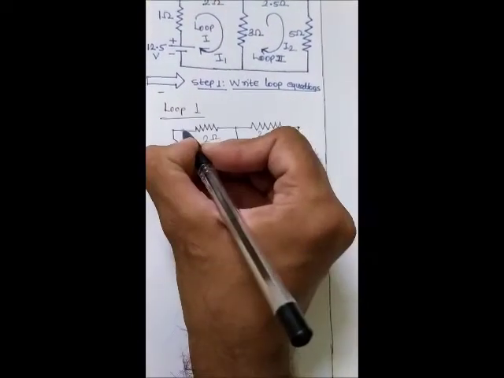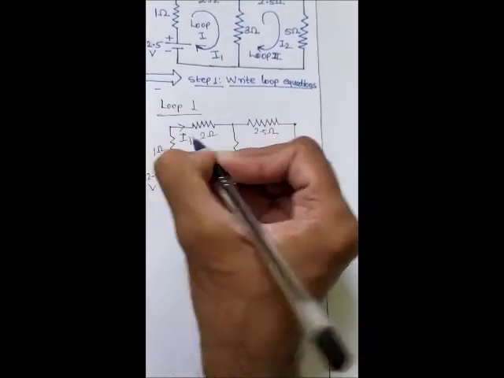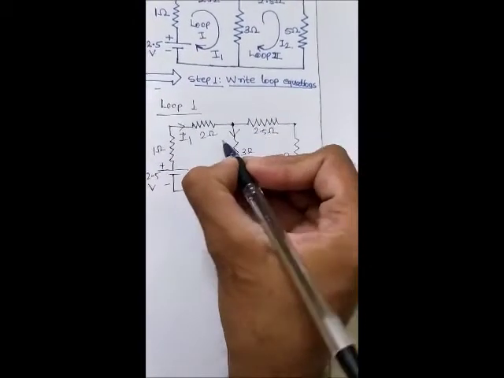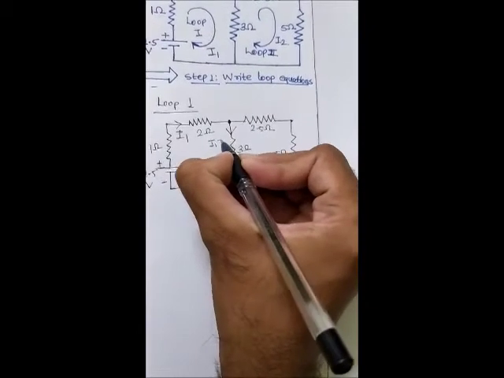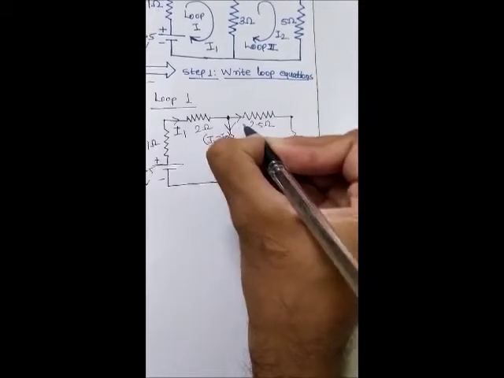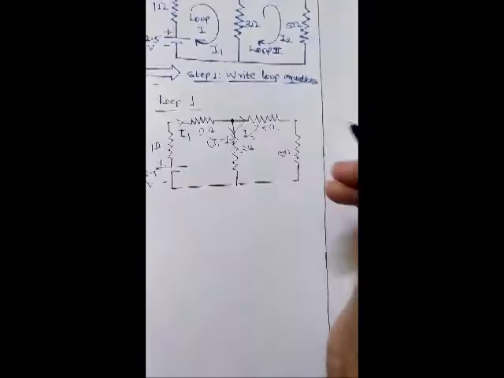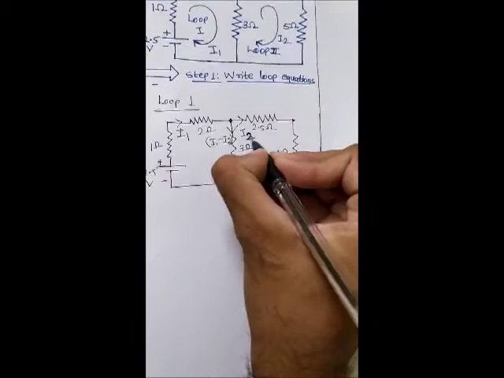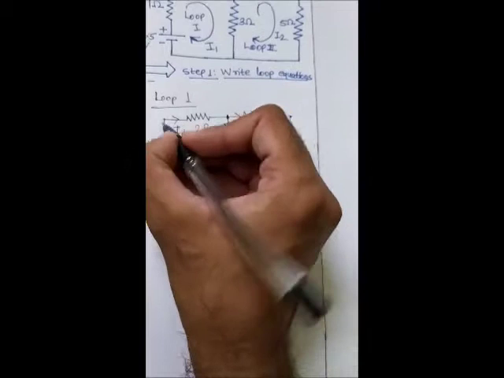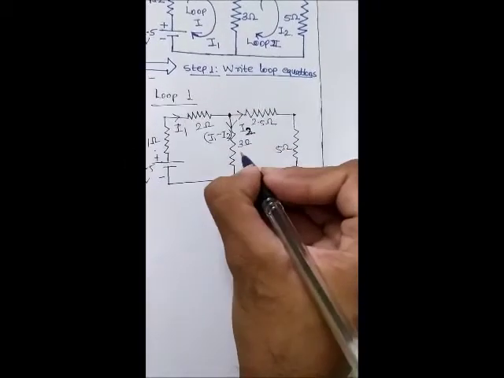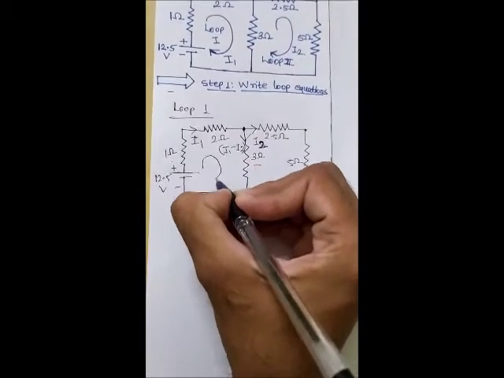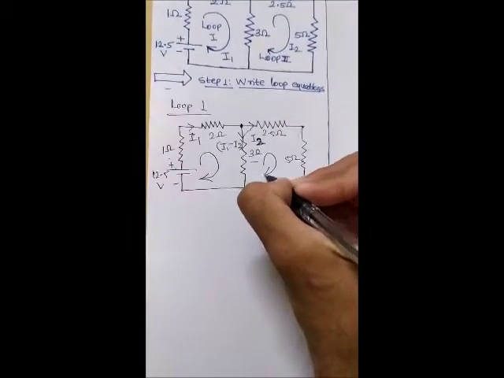Okay, so current I1 is flowing through this 1 ohm and 2 ohm resistance, coming at this node in downward direction. The current is I1 minus I2, and current flowing through this 2.5 and 5 ohm resistance is I2. Current flowing through 1 ohm and 2 ohm is I1, and current flowing through this 3 ohm resistance is I1 minus I2. And this is the loop direction, loop 1, and this is loop 2.